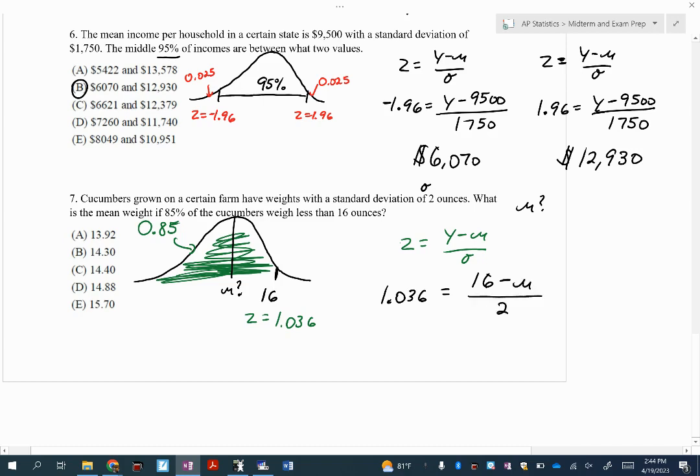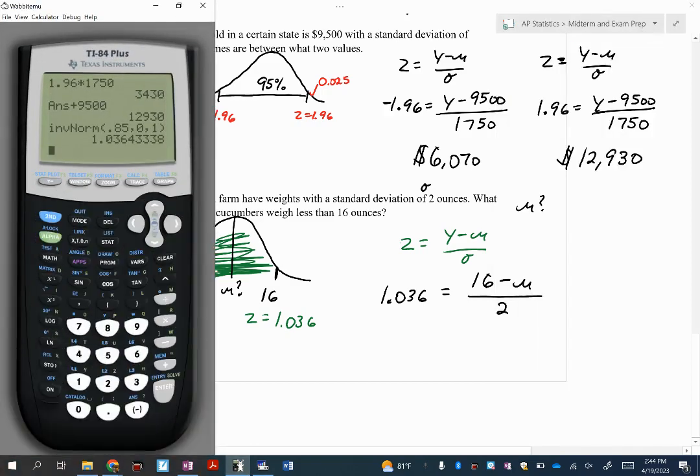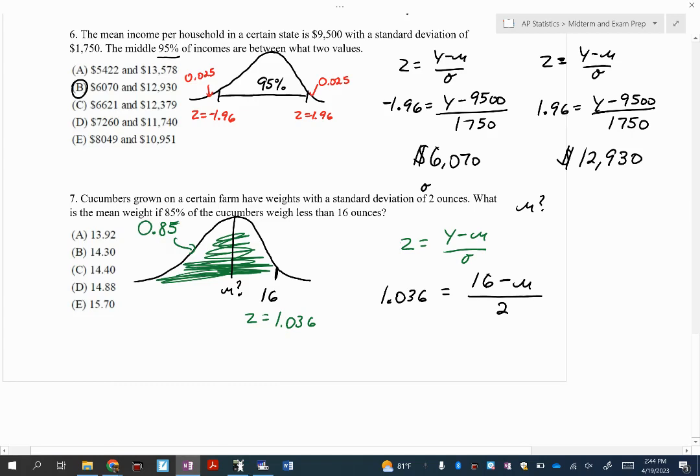And sigma is 2. So the algebra is just different. I'm going to move that 2 over with multiplication. So times 2. All right, I'm going to subtract 16. But remember, this is going to give me a negative. Is my mean negative? No, I can't have a negative weight. So I'm going to put positive 13.93 ounces. So A.